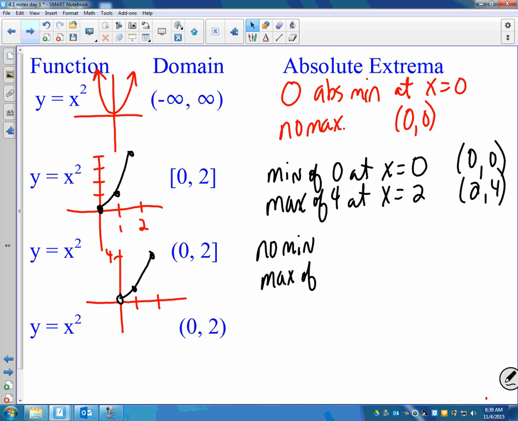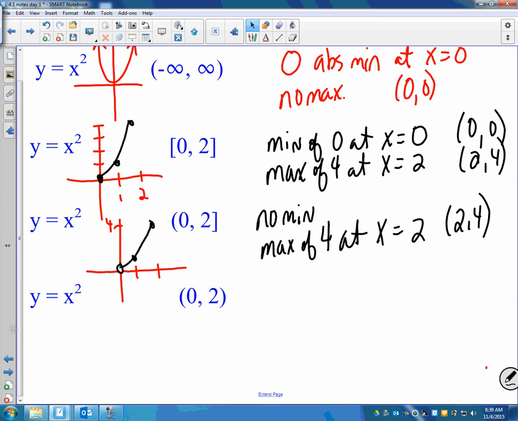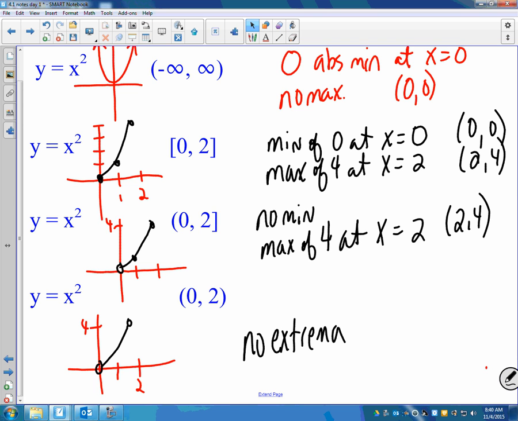Does this have a maximum? Yes, it does. Because it's included, we can say a max of 4 at x equals 2. Okay, so using what we learned on this one, think about the last one. It does not have either. Because neither endpoint is included, we're never going to get to that highest value or that lowest value. And because we've talked about limits before, you don't fight me on this.